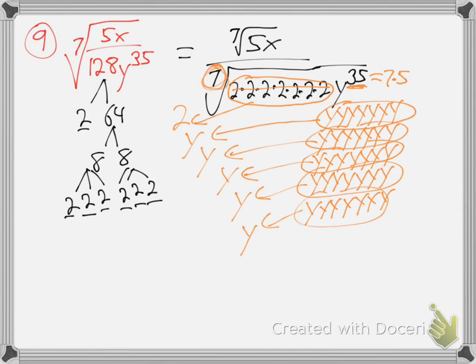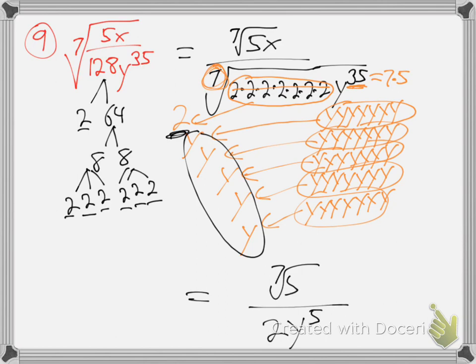So what do we get there on the bottom? We get, what, 5 y's out, 1 from each group of 7, and the 2 that was there as well. The 7th root of 5x just stays on the top. There we go. We got rid of the root from the bottom that way.